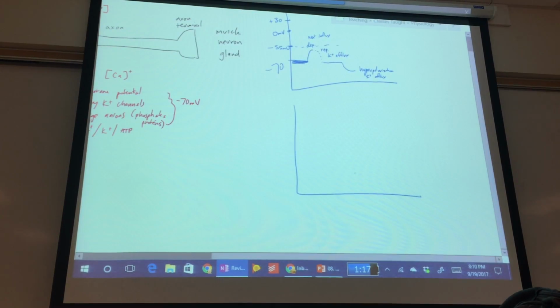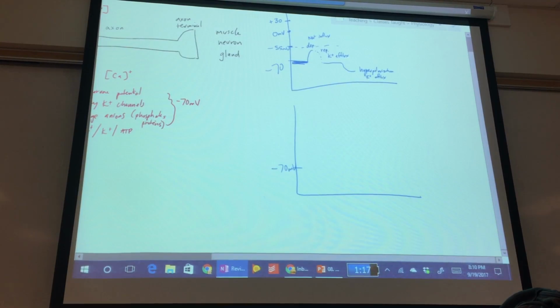I'm going to draw this thing again. Now we're going to focus on what's happening at the axon hillock, which has the highest concentration of voltage-gated channels.